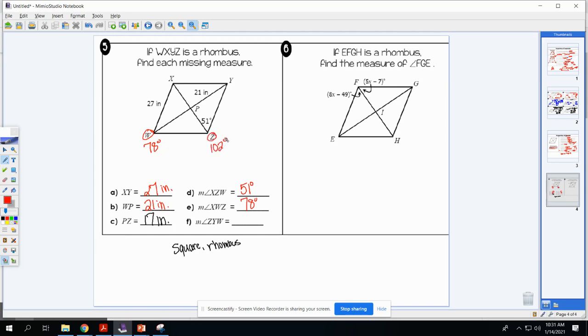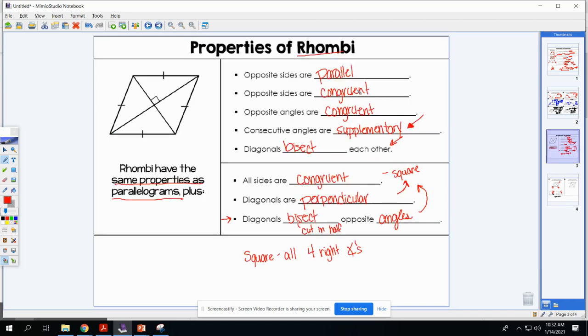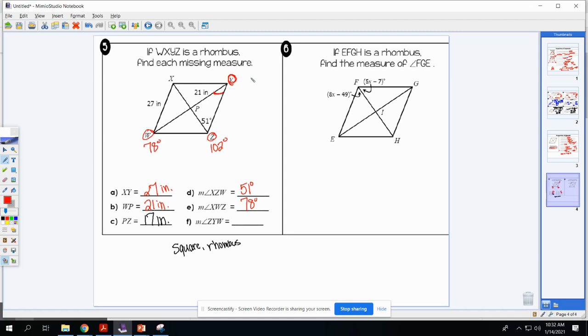All right. Now, last one here. Looking for ZYW. ZYW is a partial angle again. And I notice we are right next to 102, and we are opposite of 78. So if I want to find angle Y, the whole big angle here, I know that our opposite angles are congruent. So angle Y would be 78 degrees.